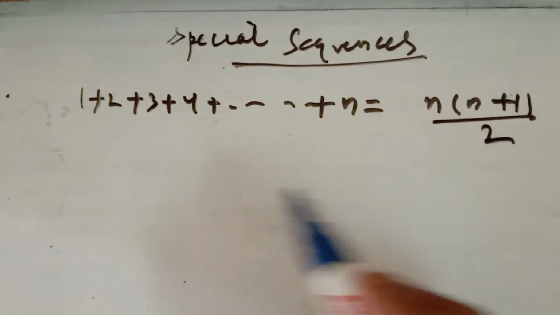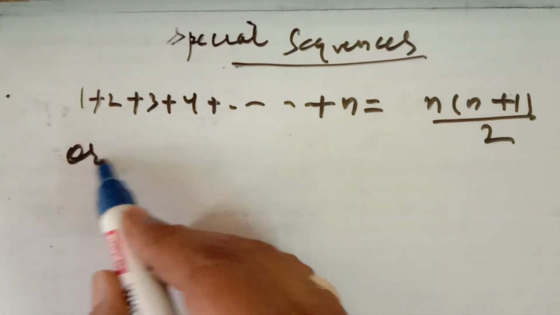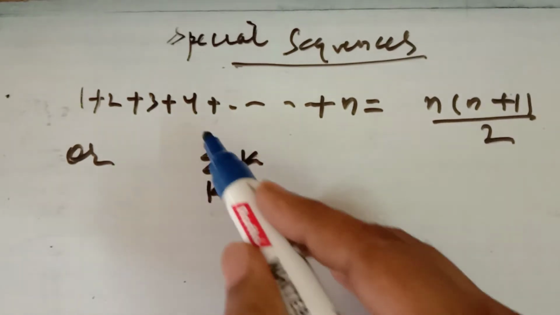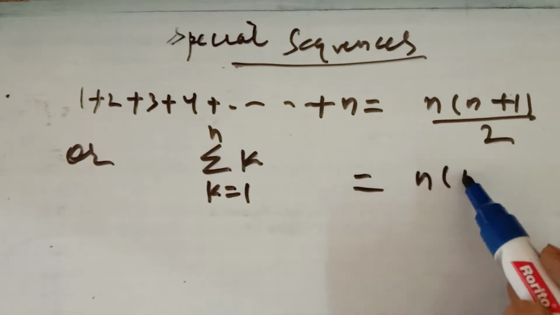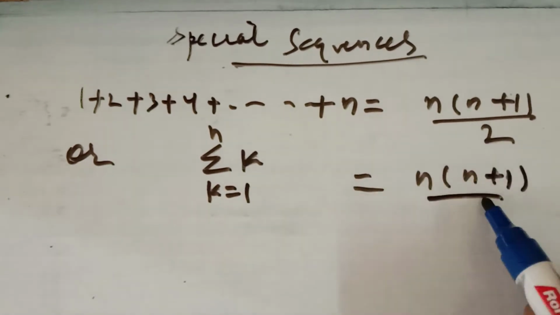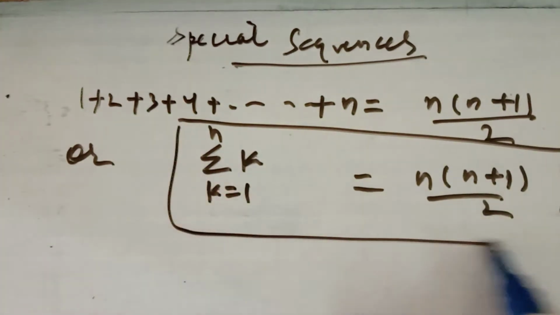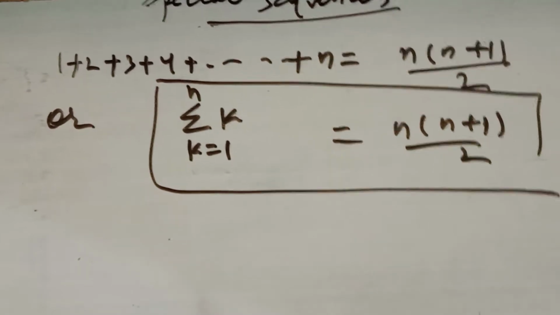This we can easily prove. It is the sum of the first n natural numbers, and we write it like this: summation of k, where k is from 1 to n. This and this mean the same, which is equal to n(n plus 1) upon 2. So this is the first special sequence, which is known as the sum of the first n natural numbers.